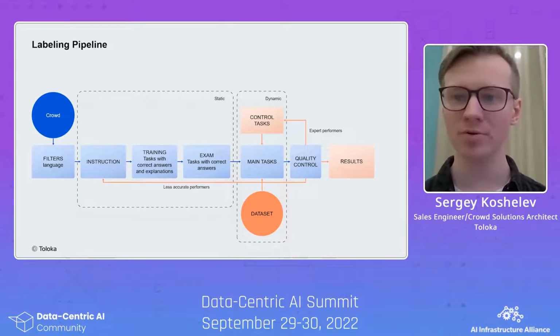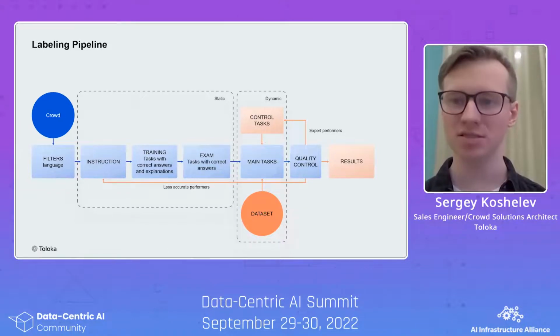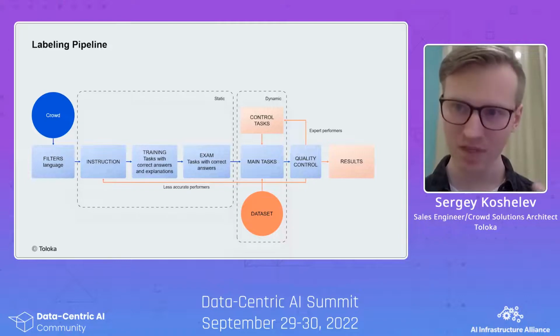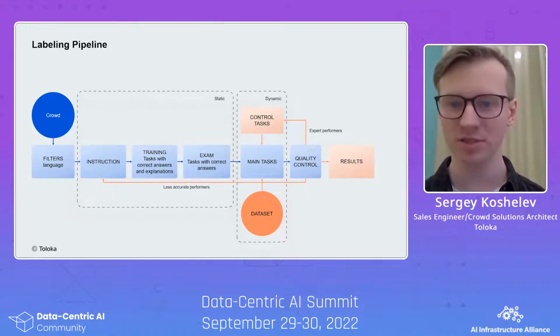And when they are working on your main data set, you want to still control their quality by mixing in some control tasks with known answers, so that the annotator doesn't know whether the task at hand is a control one or just a regular one, but you keep measuring the metrics of their quality.